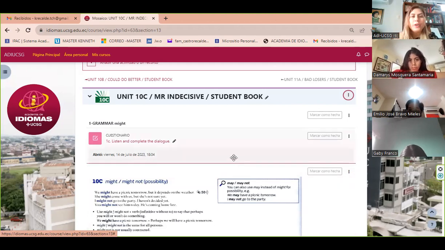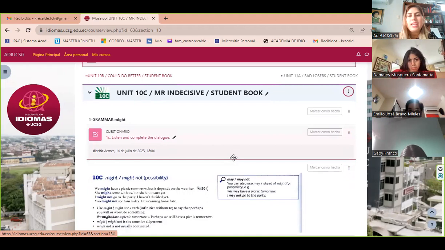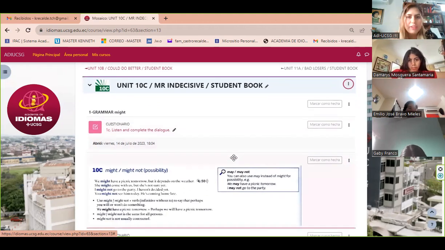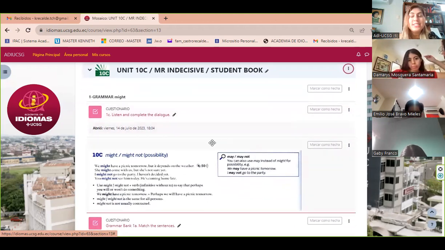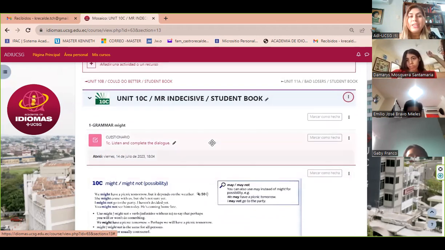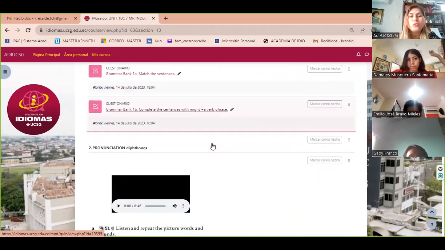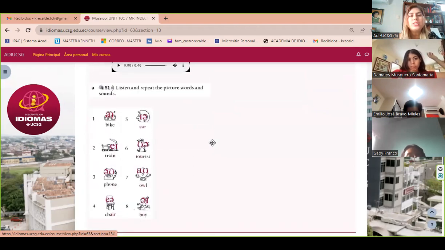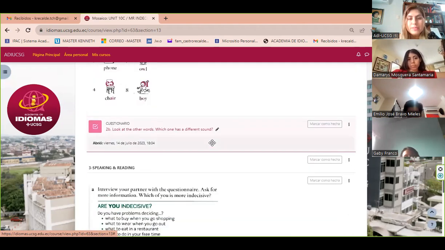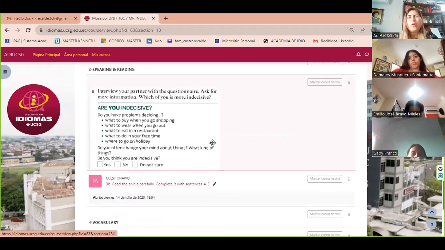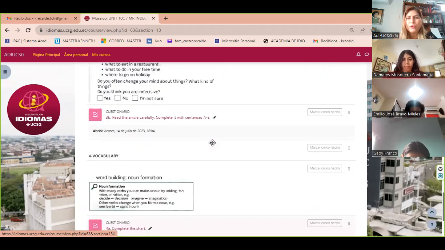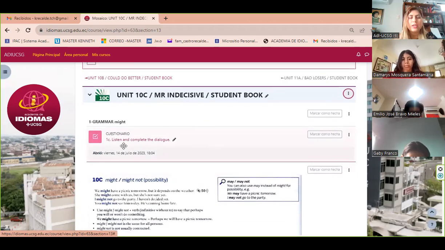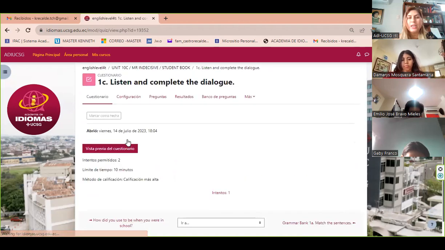Good. Okay, we are here. Unit 10C, Mr. Indecisive. Let's listen and complete the dialogue. We're going to see in this new unit, might, might not. We're going to use might in sentences. We will see also the pronunciation of these phonemes. And we're going to do a speaking activity. Are you indecisive? Do you consider that you are an indecisive person? That's a good question. Okay, let's listen and complete the dialogue.